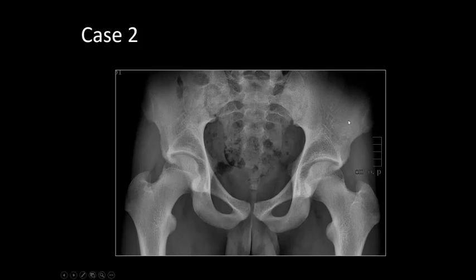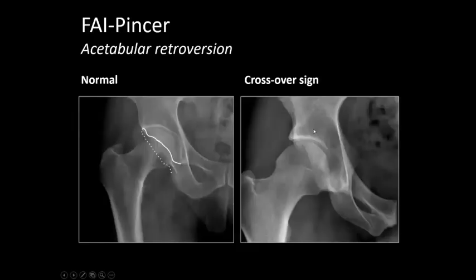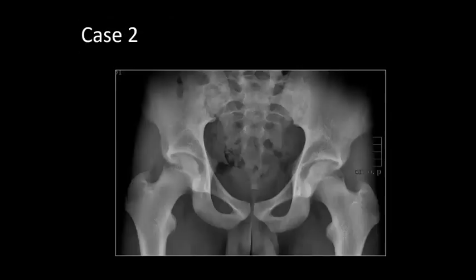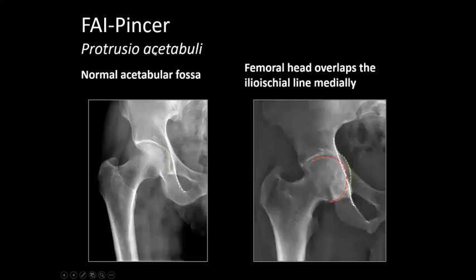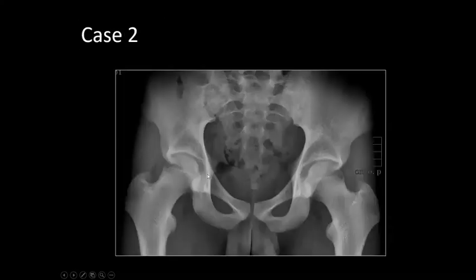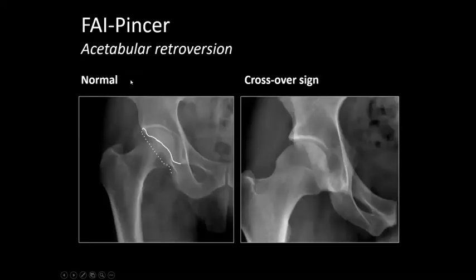Okay, so now this is actually the focal type of pincer. Remember we said there is the general type of acetabular overcoverage, the coxa profunda and protrusio acetabuli. Now this one is different. This one is called acetabular retroversion. Now, what does acetabular retroversion look like?